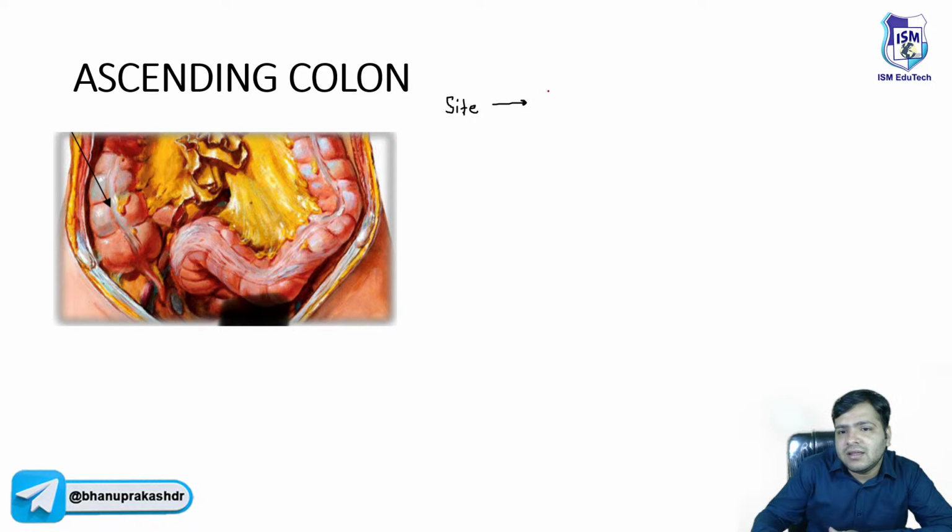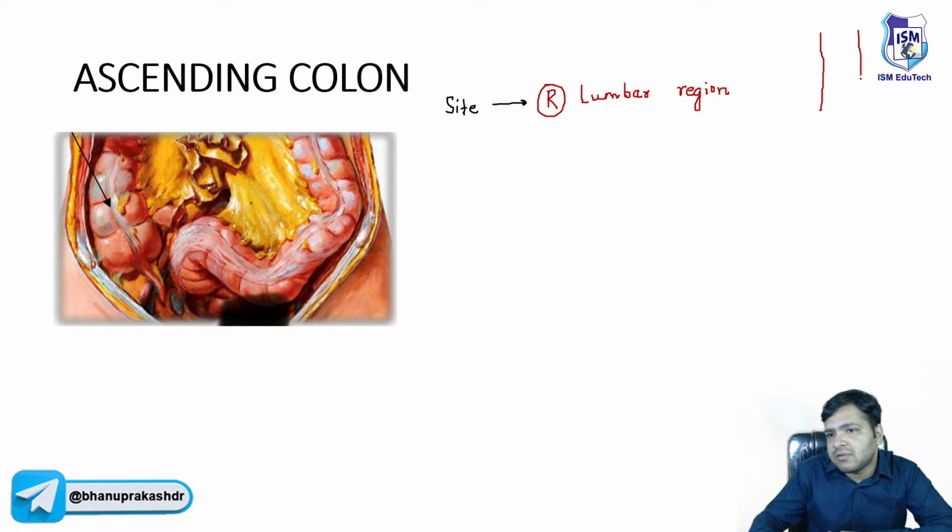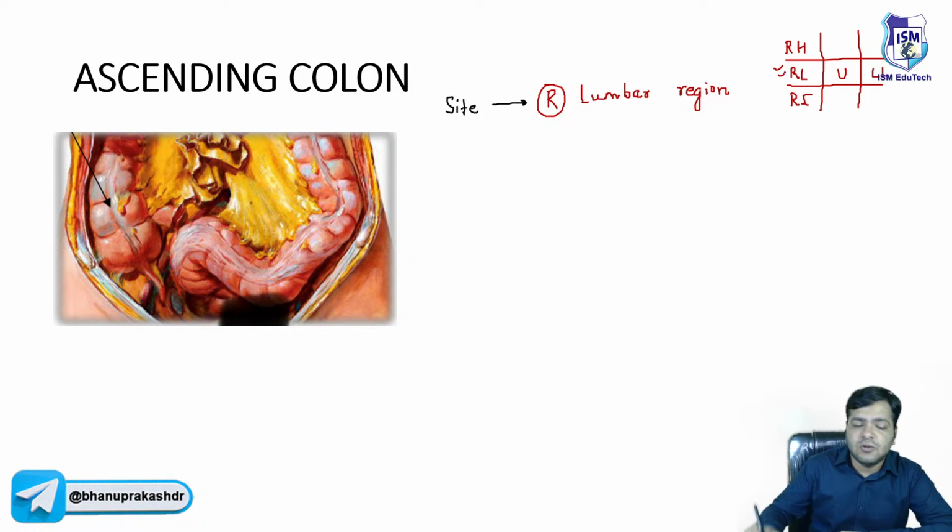So remember the site: it is the right lumbar region. You already know we have nine regions of the abdominal cavity: umbilicus, right lumbar, left lumbar, right hypochondrium, and below the lumbar region, the right iliac region. So it is located in the right lumbar region.